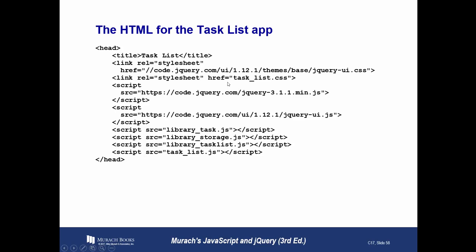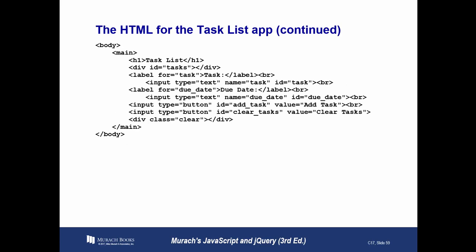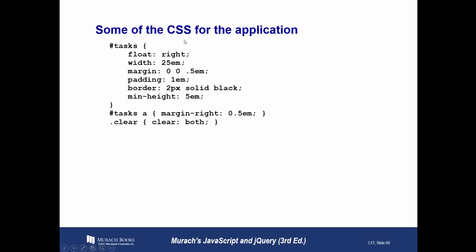All right, on page 531, they show some of the HTML here. Note that the script elements in the head section identify the libraries that are used. The HTML in the main section contains a div with an ID attribute of tasks. The individual tasks are added directly to the div element in JavaScript code. There's also a second div element with a class of clear. The CSS that is shown here, and this is just a portion of it, shows the style rules for the div element with the tasks ID and clear.